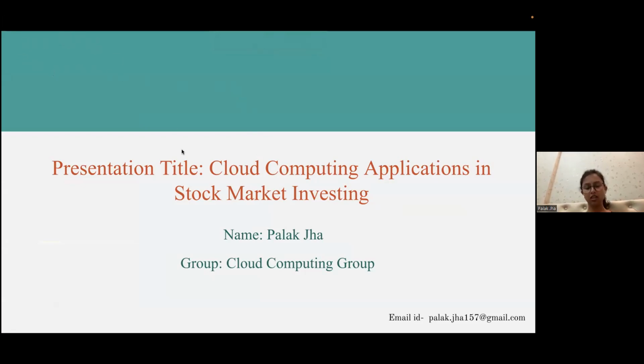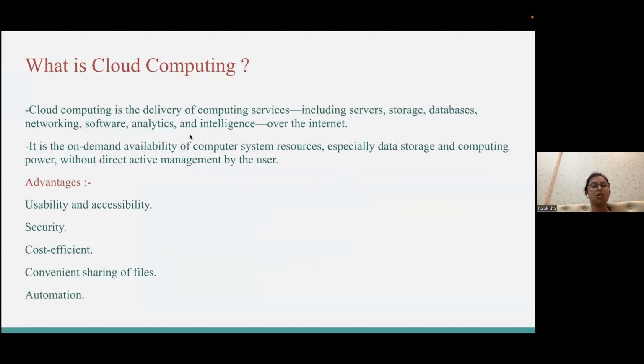Okay. So good evening. The topic for my presentation today is cloud computing applications in stock market investing. So first of all, what do we mean by cloud computing? Cloud is nothing but the on-demand availability of computer system resources. These resources can be anything ranging from storage, servers, databases, software, networking, anything. And these resources are present over the internet.